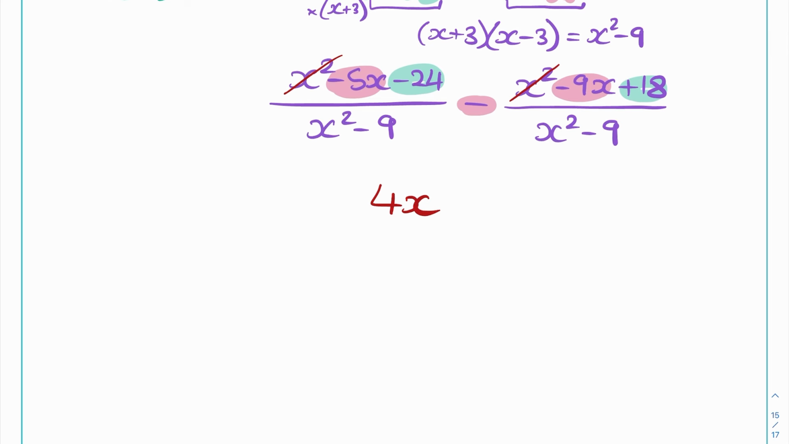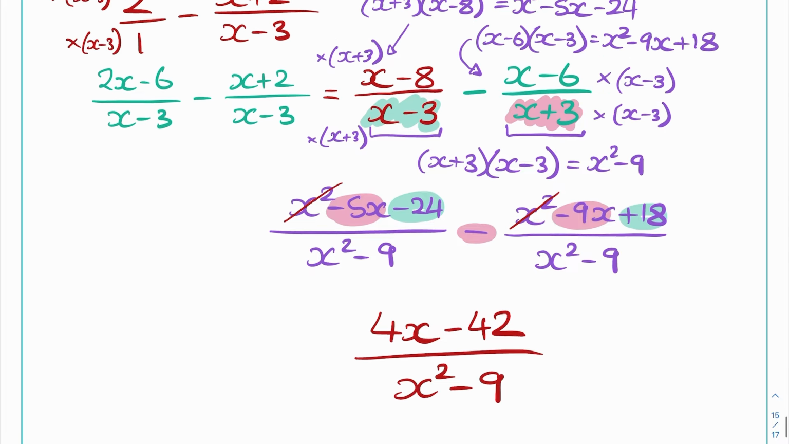And again, don't forget you've got a calculator. To be fair, let's just type that in. Negative 24 take away 18, and that's negative 42. So 4x minus 42 all over x squared minus 9. And there we go, that is written as a single fraction.